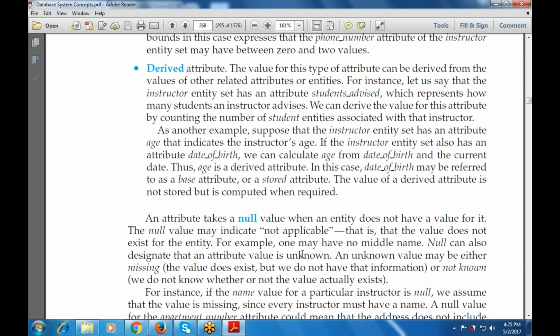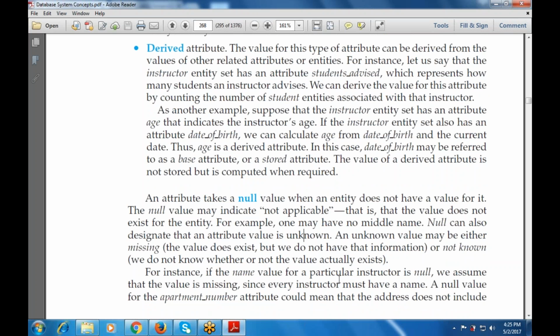A null value can also be assigned when the attribute value is unknown. An unknown value may be either missing, where the value exists but we do not have that information, or not known, where we do not know whether or not the value actually exists. For example, if the name value for a particular instructor is null, we assume that the value is missing, since every instructor must have a name.